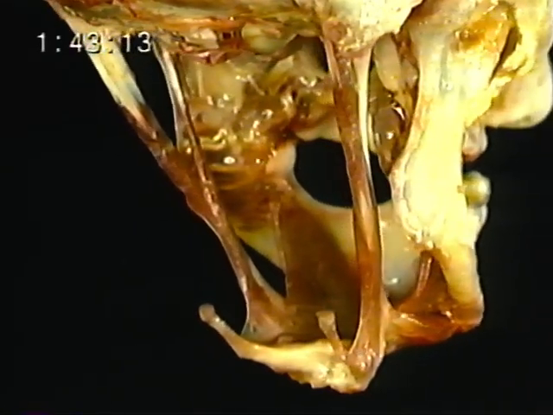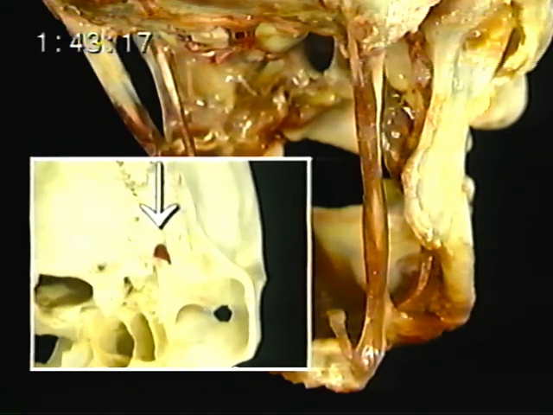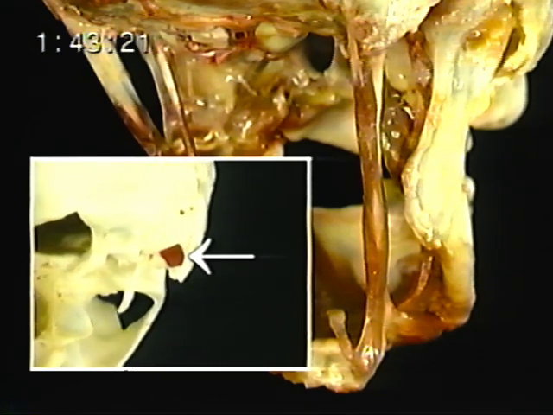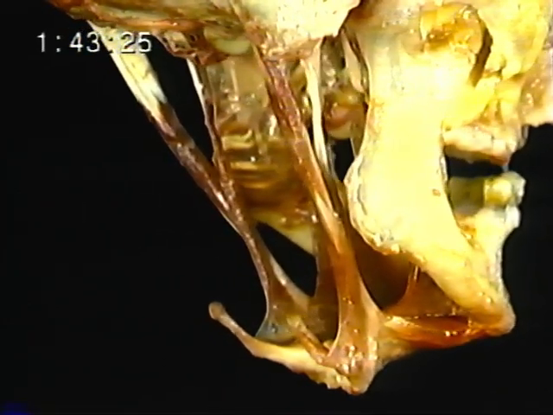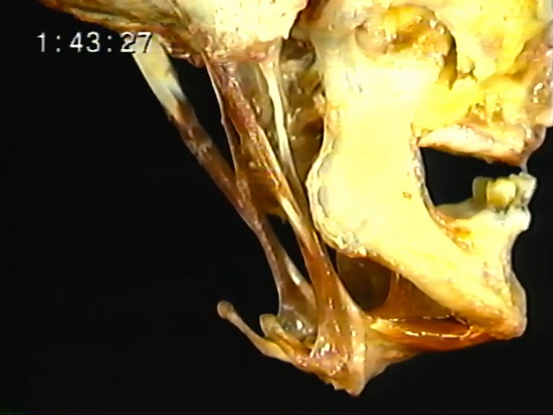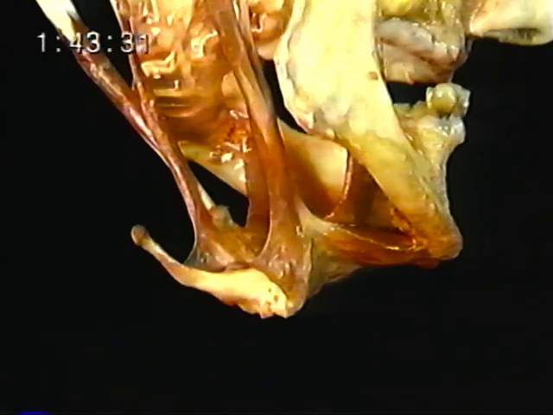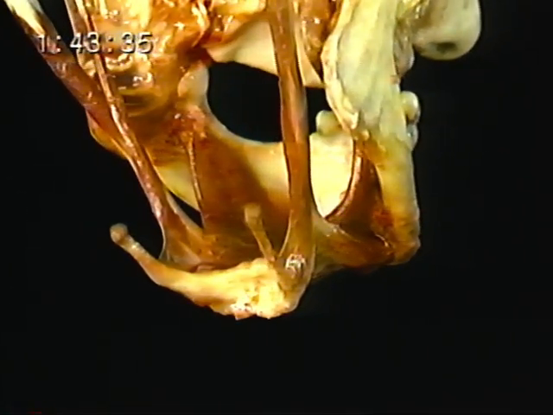The posterior belly of the digastric arises here, from the digastric notch on the underside of the temporal bone, and from the medial aspect of the mastoid process. The origins of the sternocleidomastoid and splenius muscles, which have been removed in this dissection, lie lateral to it. The posterior belly narrows to a tendon which passes between the 2 slips of the stylohyoid.